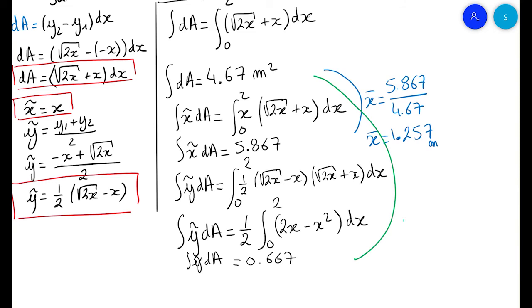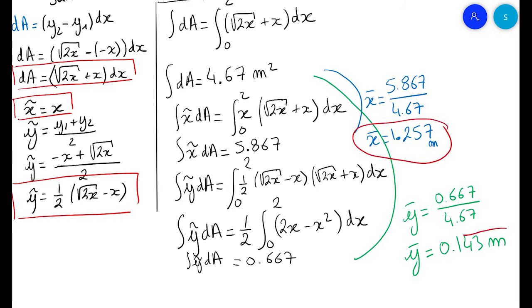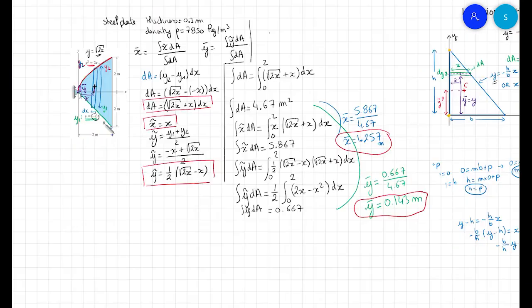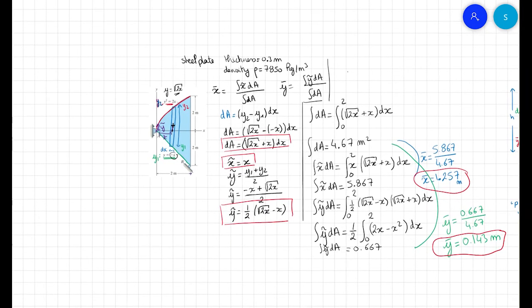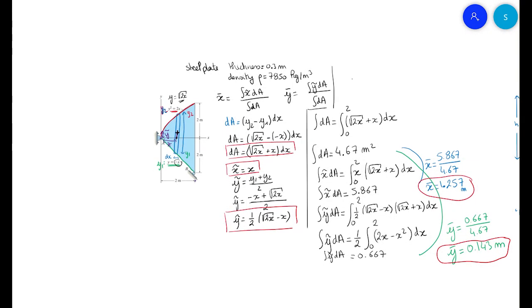And we get y bar that is equal to 0.667 divided by 4.67, and y bar is equal to 0.143 meter. So we have x bar and we have y bar. Here we go. So now what do we do with that? We come back to our plate. Okay, so we have the plate like this. And now we know the location.